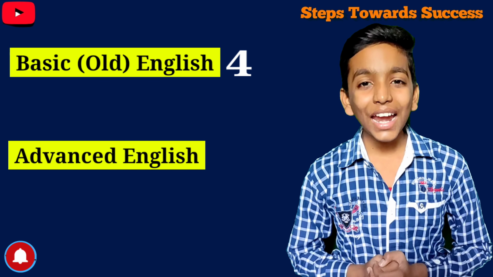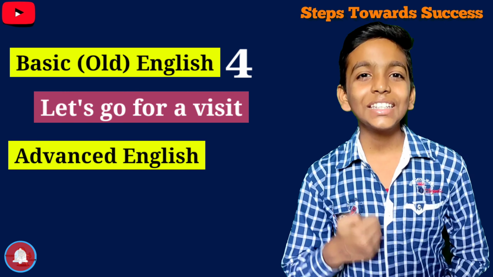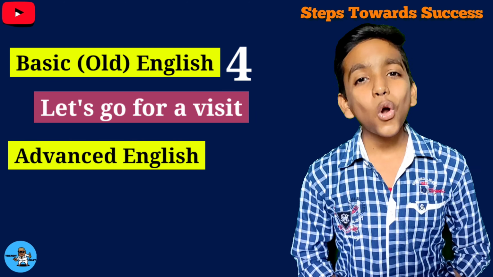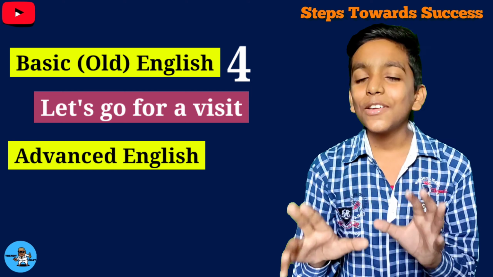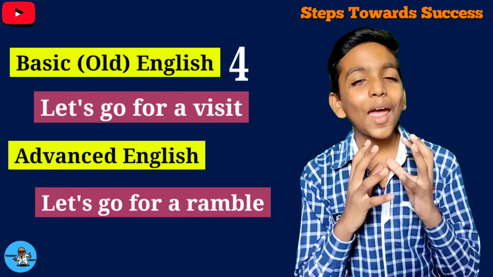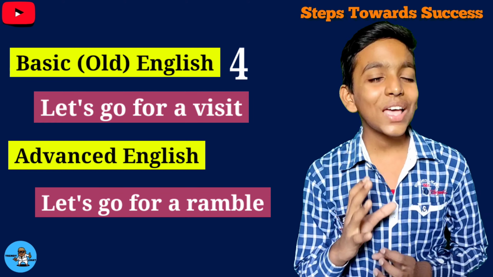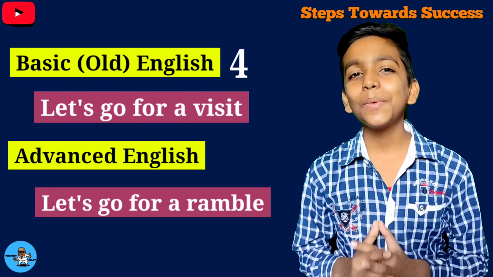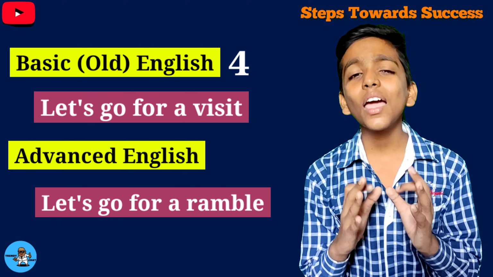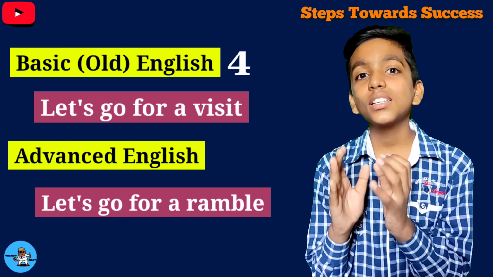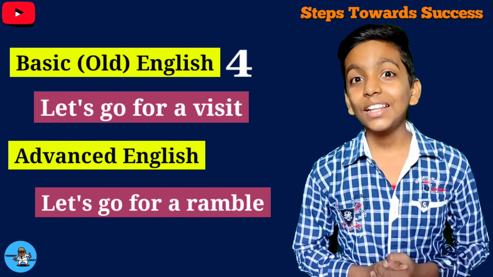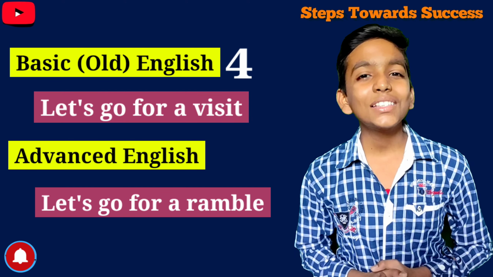Our fourth sentence, that is guys, let's go for a visit. Yes guys, it is our fourth sentence, and it will come in old-fashioned English. But if we translate into the Advanced English, it will become let's go for a ramble. How does it sound guys? Please tell me in the comment below, because I know you are also thinking that it sounds really good as compared to before one, just like basic English. So, I know you are understanding that the real magic of the advanced English.